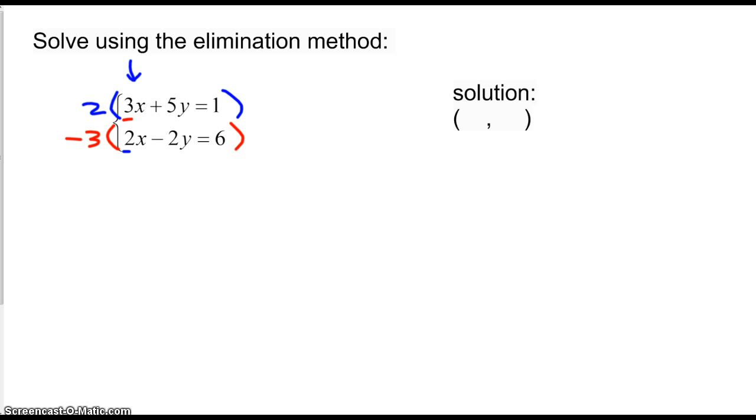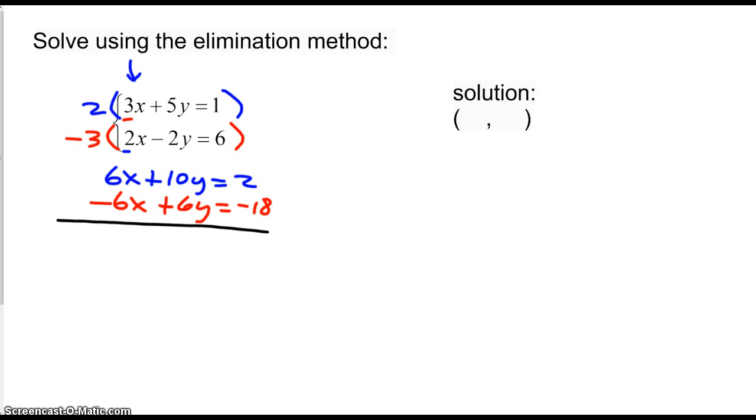All right, let me write the equations over again. Distributing the 2 on the top, I have 6x plus 10y equals 2. And distributing the negative 3 on the bottom, I have negative 6x plus 6y equals negative 18. Now when I add the modified system, the x's are eliminated, and I have 16y equals negative 16 when I add the numbers. And now I have an equation with only y's, so I can solve that and get that y is negative 1. So that's the y portion.